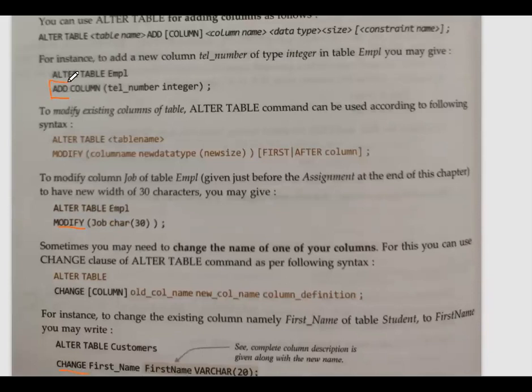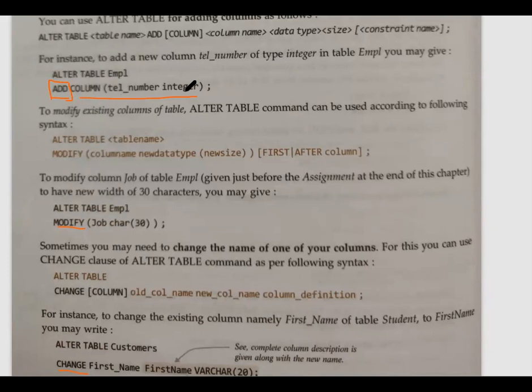If you are using add over here, add means you want to add a new column. If you do not write column, then you can add a primary key, and you can add a foreign key also, just like what we have done. So if you want to add any new column, this is how you will add it, then the name of the column, then its data type.